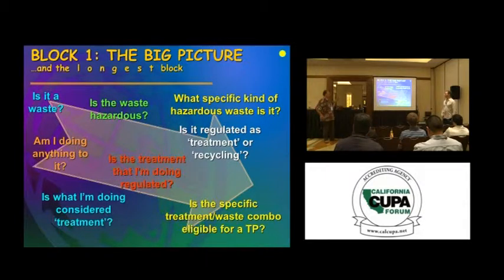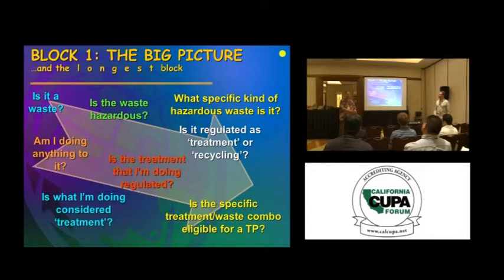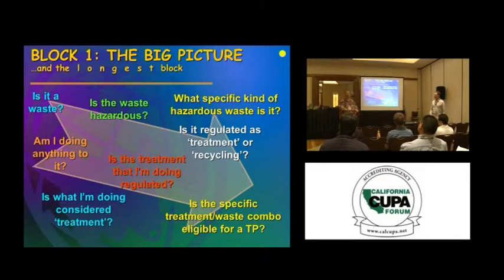This is not in a flowchart fashion. I think we were too lazy to put it in that. But think of this as the flow of what you're trying to determine. Is it a waste? Yes. Is it hazardous? Yes. Are you doing something to it that's treatment? Yes. Is that treatment regulated or exempt? It's regulated. Okay, now is it eligible? At any point in that chain, if it's not a waste, then you're done. So again, I'm doing all this treatment to this stuff. Is it a hazardous waste? Well, no. Then it doesn't count.